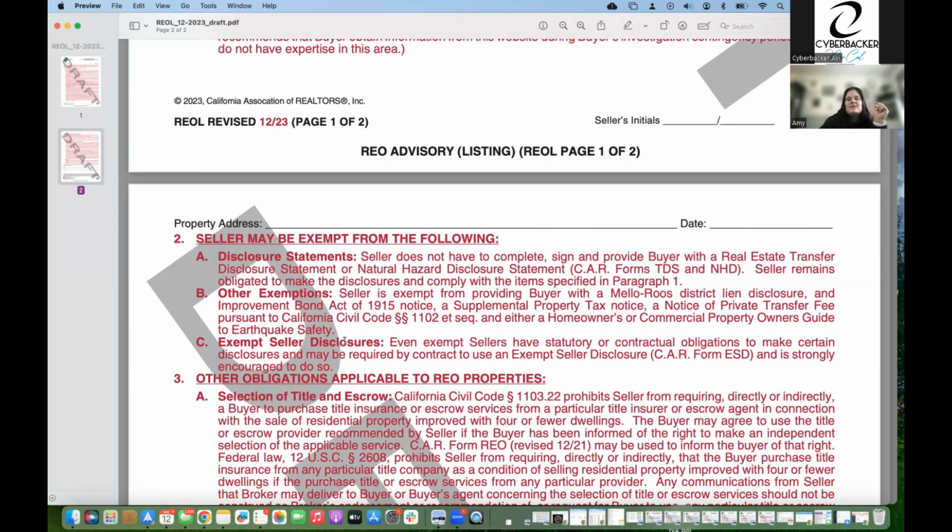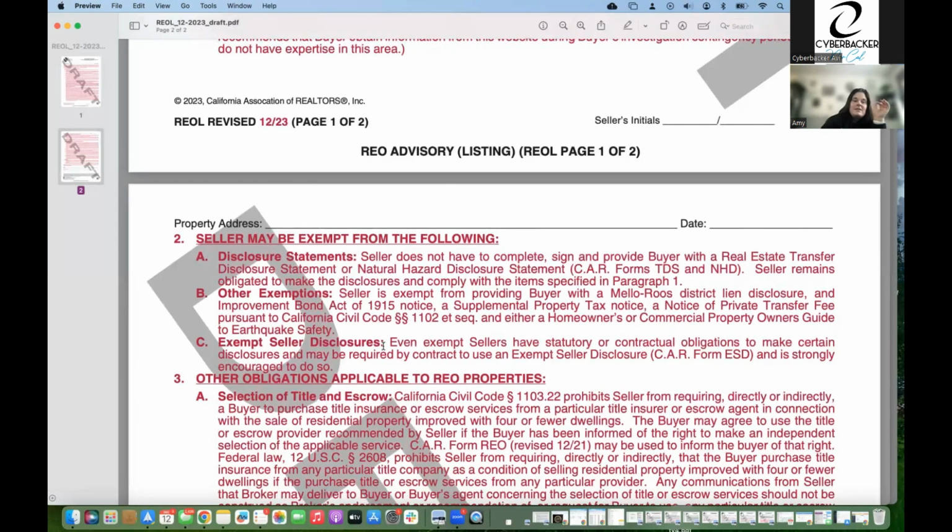Other exemptions: the seller is exempt from providing buyer with Mello-Roos district lien disclosure, improvement bond 1915 notice, the supplemental property tax notice, notice of private transfer fee. All those are in your NHD report. So as long as you get an NHD report, you still get those, even though the seller is not obligated to those. And the exempt seller disclosure.